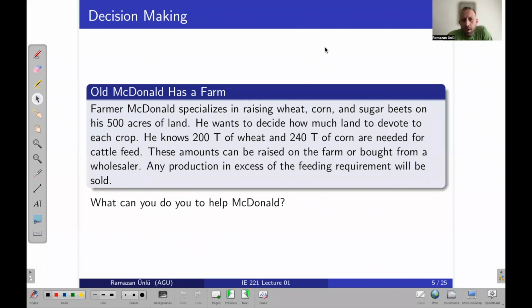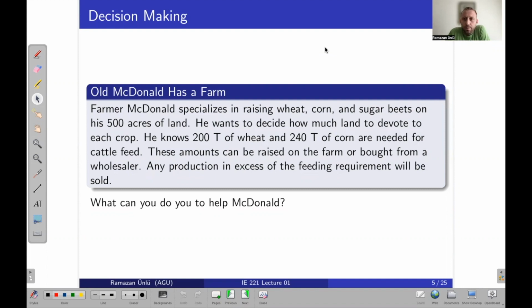Hi again. So, welcome to lecture one, part two. And in this part, we will continue to learn about some simple annotations, and also we will learn some terminologies. Okay, let's start with a simple problem.